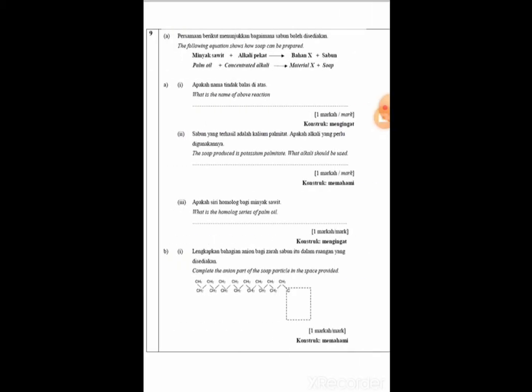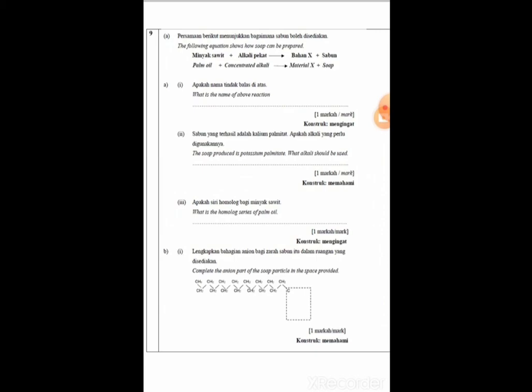For question number 2, the soap produced is potassium palmitate. What alkali should be used? As the product is potassium palmitate, the palmitate comes from the palm oil. And as the product is potassium palmitate, we should use potassium instead of sodium. And as it is an alkali, we should use potassium hydroxide, because potassium hydroxide is an alkali and can react with palm oil to produce potassium palmitate.